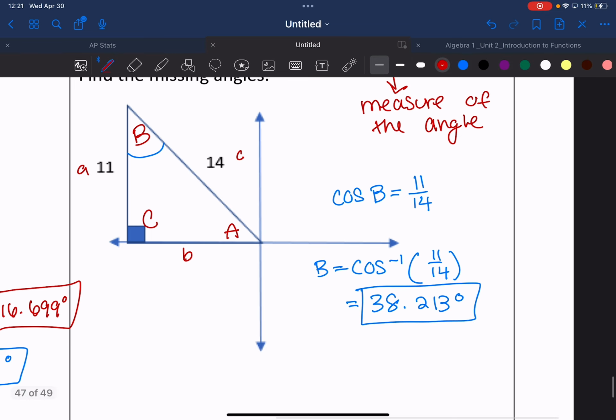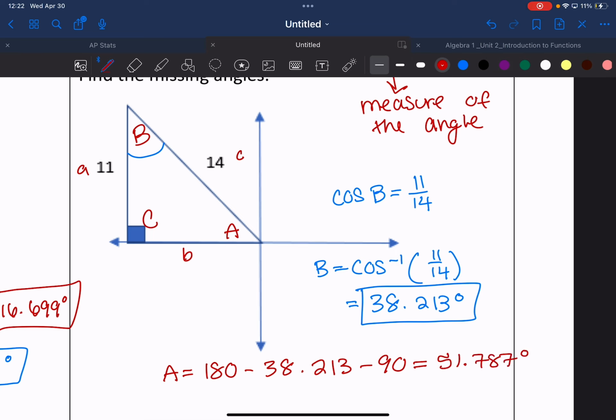Which means we now have two angles here. We have B that we just found, and angle C we know is 90 degrees. So in order to find A, I can just subtract those two values from 180 to get my answer. So 180 minus 38.213 minus 90 is equal to 51.787 degrees.